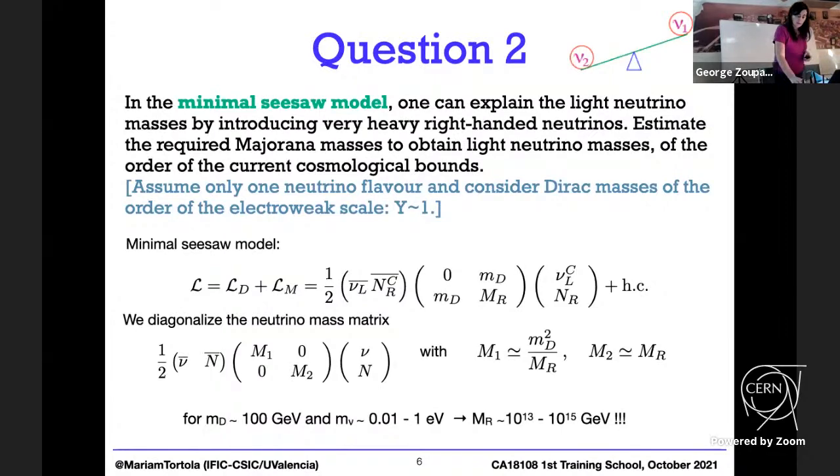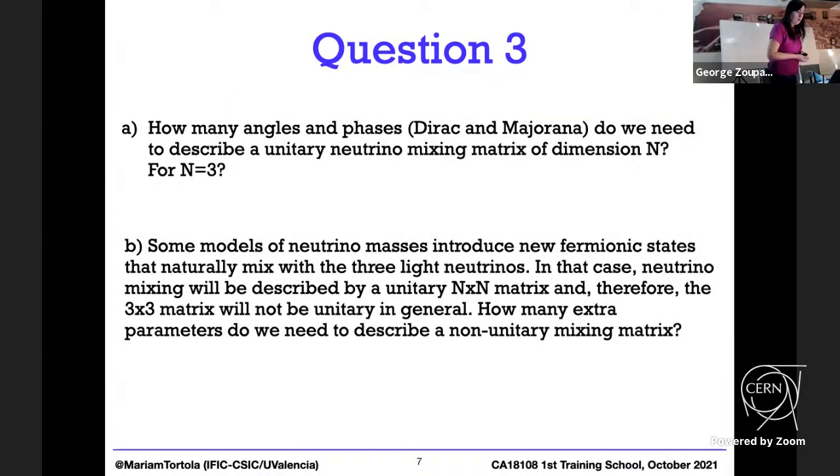Okay, so now related to the neutrino mixing, I wanted you to think a little bit. I derived it a bit fast. The number of parameters one needs to describe the neutrino mixing matrix, I want you to really understand where all these parameters come from. So the question will be how many angles and phases, the phases could be Dirac or Majorana, we need to describe a unitary neutrino mixing matrix of dimension n. I gave you the results already, but you can try to understand why these angles, why these phases. And do the particular case for n equal to 3.